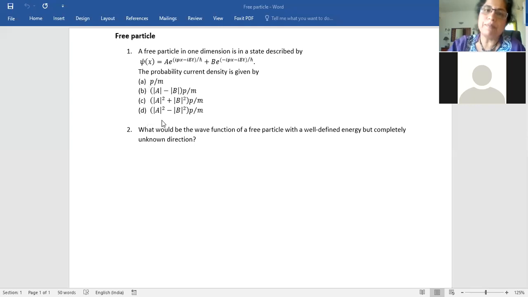But what you have to keep in mind is that one of these represents a forward moving wave and the other a backward moving wave. So it's likely that you're going to get the difference of the two. Now the question is whether it is mod A minus mod B or mod A square minus mod B square. While you can do some clever guessing and get the right answer, which is what you should do in a competitive exam, I think there is some value in trying to do this in the formal way.